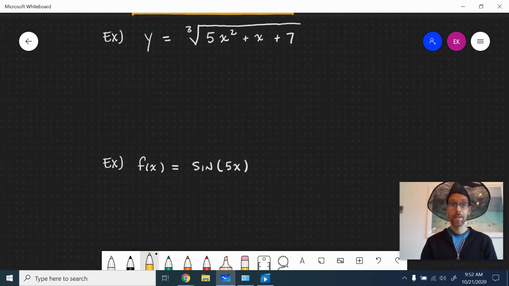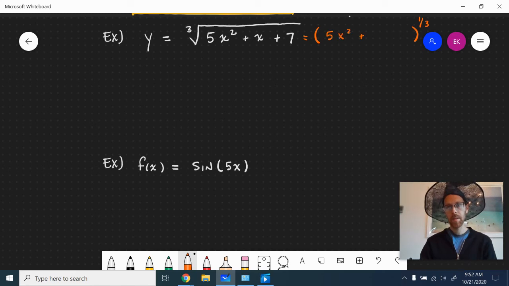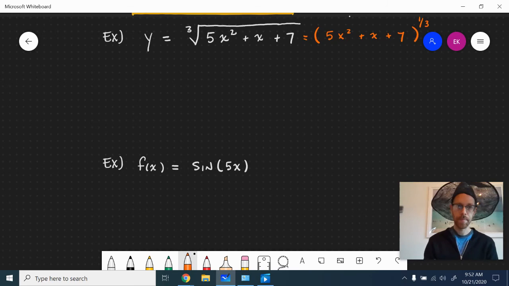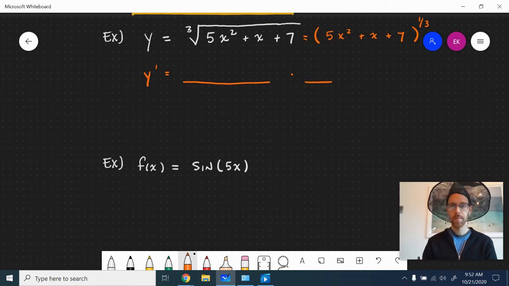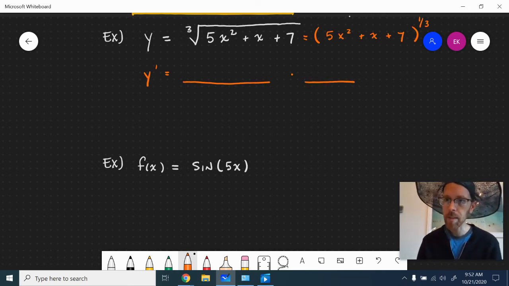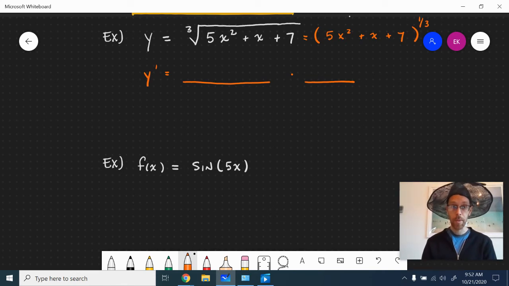One more. Last one is the cube root of 5x squared plus x plus 7. So on this one, I see an outer function that is cube root. Now, it might be worthwhile to rewrite that as something to the 1/3 power. I see an inner function of 5x squared plus x plus 7. So our derivative is going to have 2 chunks. First one is something to the 1/3. What is the derivative of something to the 1/3?